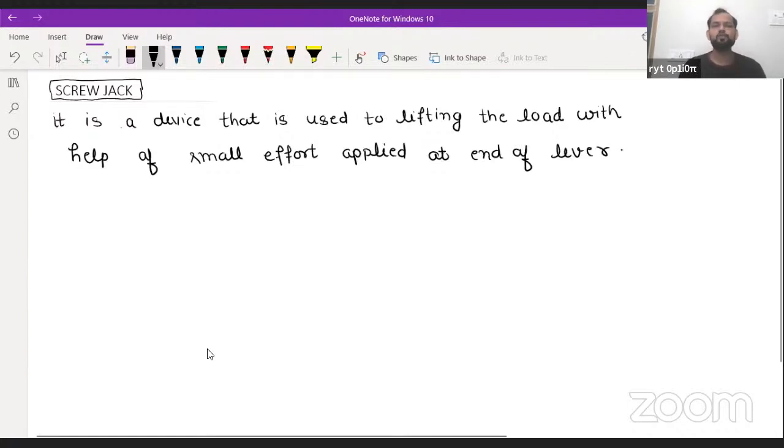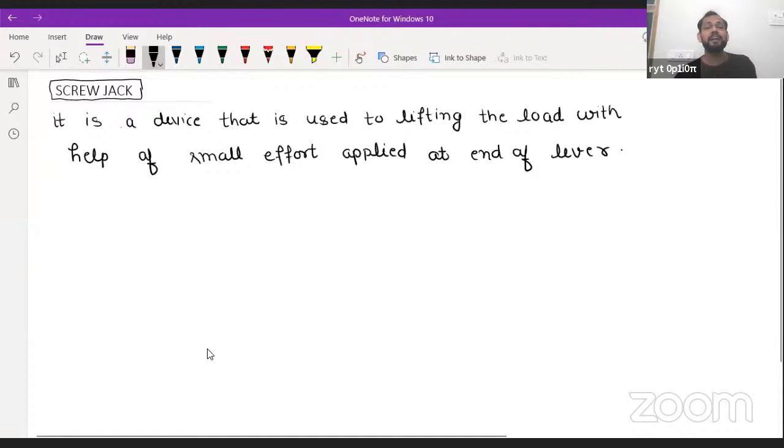So basically, what is a screw jack? A screw jack is a device that is used to lift heavy loads with the help of a lever. I hope you have seen this type of mechanism when we mostly change the tire of our car. In that case, we use a device.